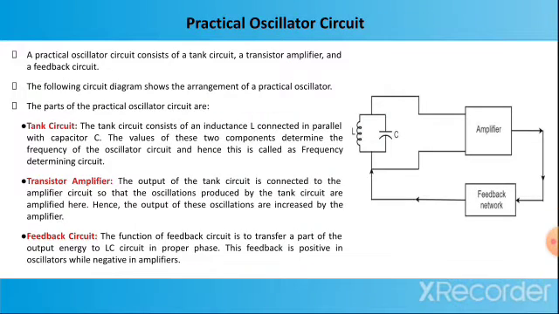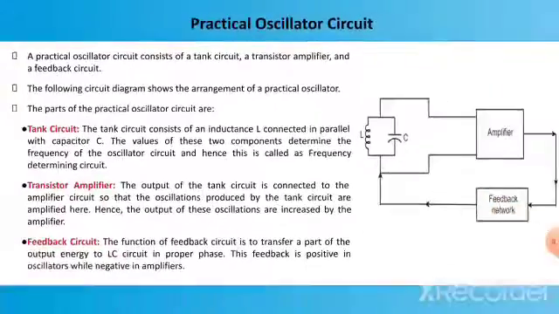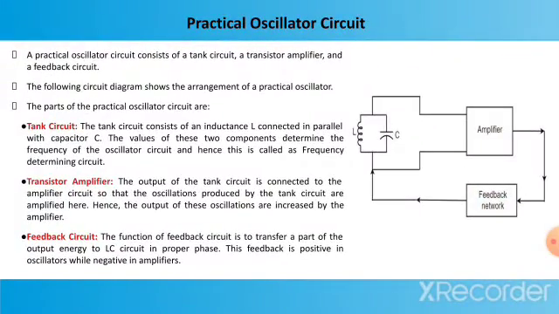So first we'll understand about the practical oscillator circuit. So this is a practical oscillator circuit. A practical oscillator circuit consists of a tank circuit, a transistor amplifier and a feedback circuit or feedback network. The following circuit diagram shows the arrangement of a practical oscillator.